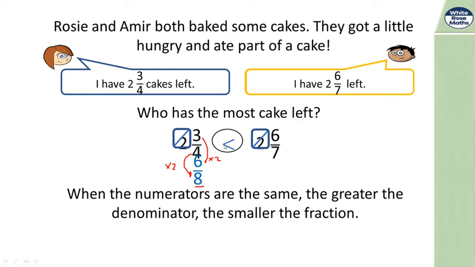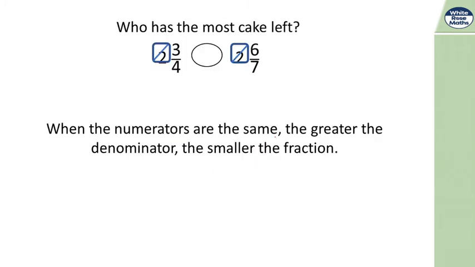So we have the pointy end pointing towards the small one, the open mouth of a crocodile, if you want to think about it that way, pointing towards the bigger one.